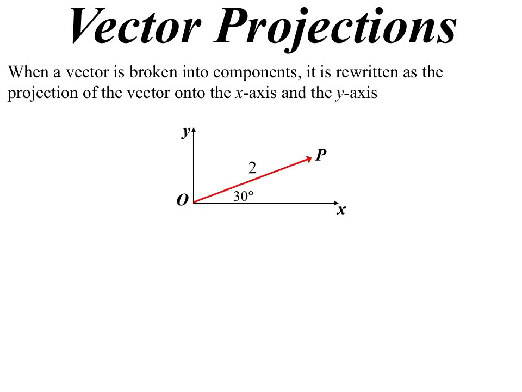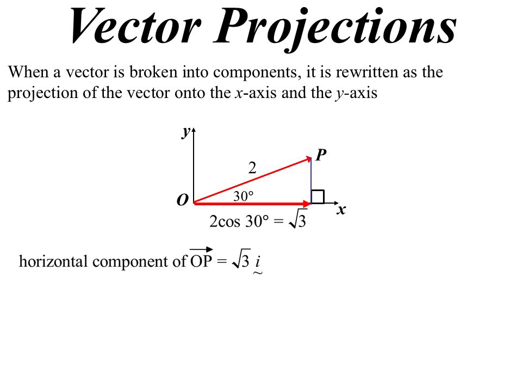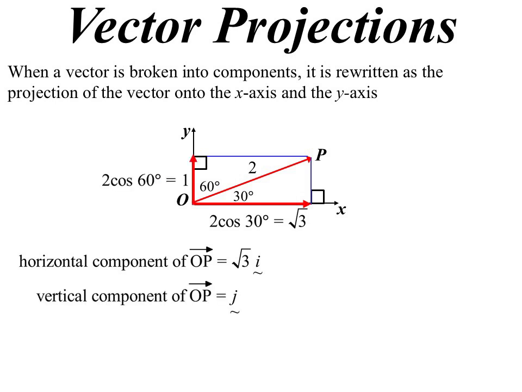Here's a position vector, length of 2, makes an angle of 30 degrees with x. I can easily draw up a right angled triangle, and with a bit of trig we could see that the length of that must be 2 cos 30, which is root 3. So I know the horizontal component would be root 3 in the i direction. I could do a similar thing over to the y-axis, and a bit more trig, that'll be 2 cos 60 equals 1, and so the vertical component is just j. So we could rewrite our vector in component form, root 3 i plus j.